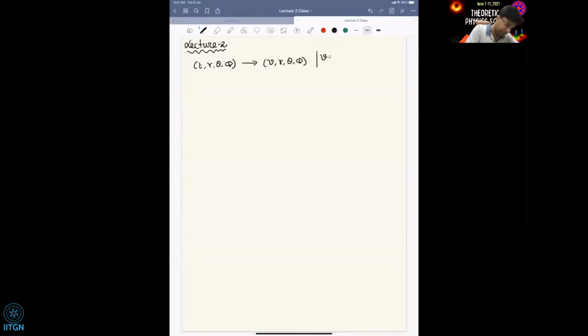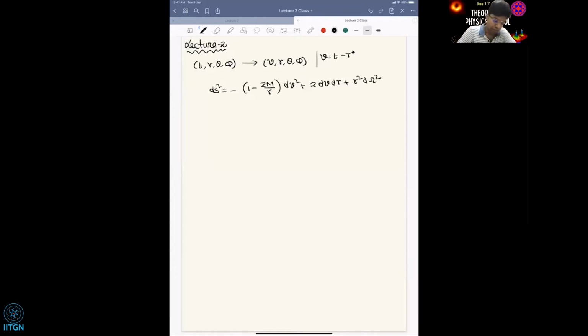where v represents an ingoing light ray. The coordinates on v equal to constant surfaces are ingoing light rays. That we have seen. And then we found that the metric is given by (1 minus 2m by r) dv squared plus 2 dv dr plus r squared d omega squared. Good, so this is what the metric is.